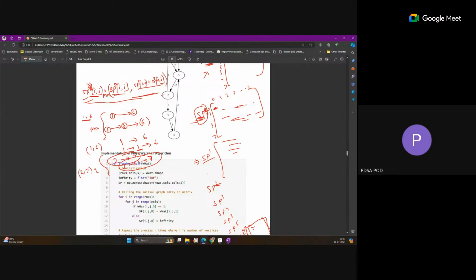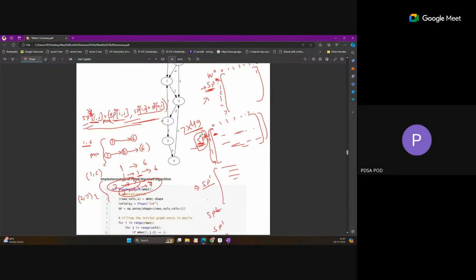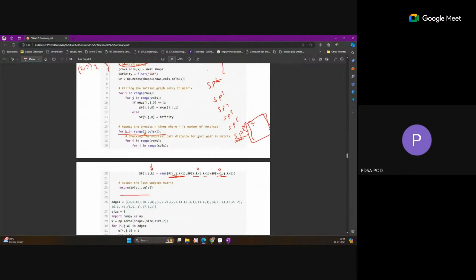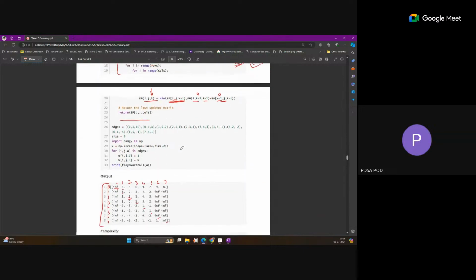If you have 7 vertices, that means 49 times you need to apply this formula to calculate each value in a matrix, and you need to do this 7 times. So that means 7 into 49 calculations for this graph. This is very time consuming. Code-wise it is easy, because you just perform 3 nested loops and apply this formula, and you will get the all pair shortest distance.